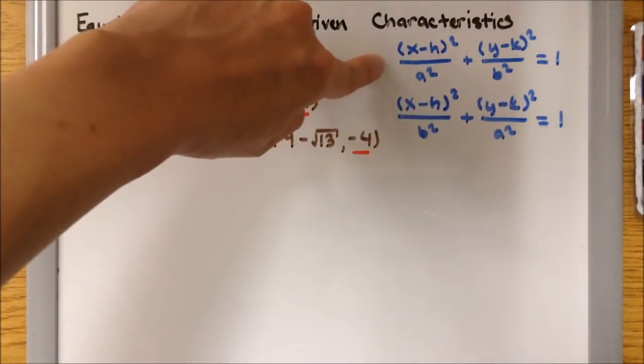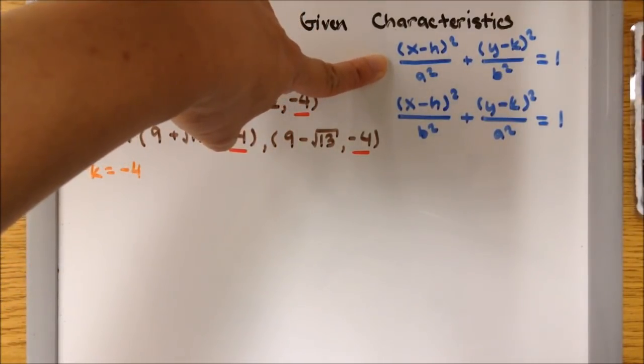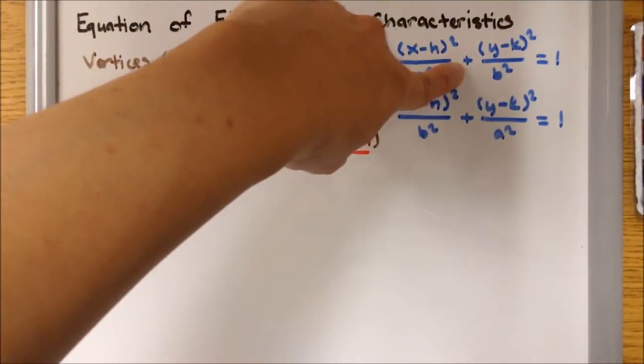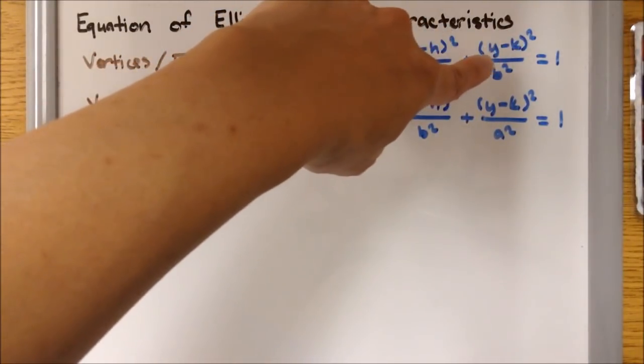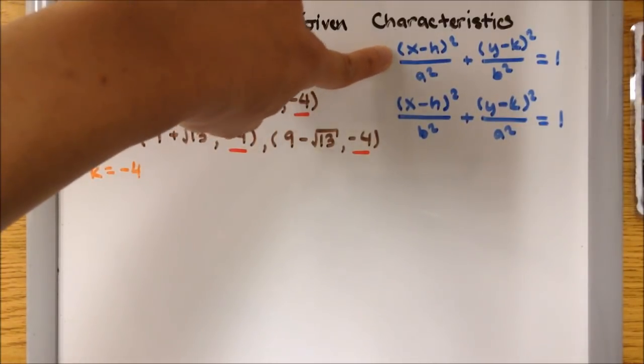So what we're going to do is follow the formulas according to this standard form: the square of (x - h) over a squared plus the square of (y - k) over b squared equals 1. So again, we're going to follow the formulas for this one.